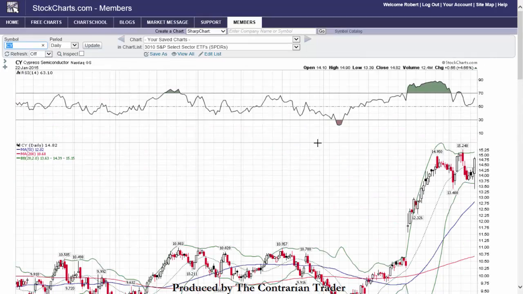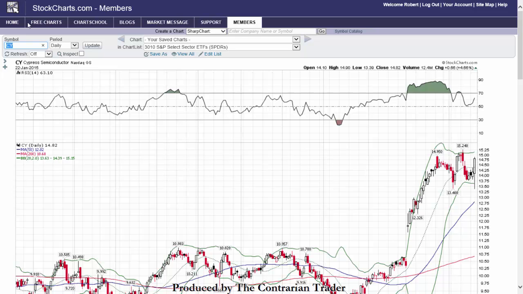I would avoid it. Okay, Cypress Semiconductor, CY the symbol, a very bullish chart. We had a bullish key reversal today. They tried to take it down below support. They failed. It put in a higher low. I think we're going to take out 15.42. This is a stock that wants to head higher.